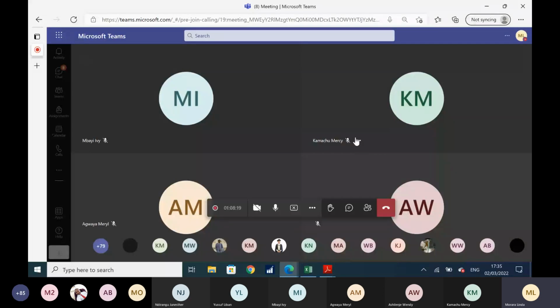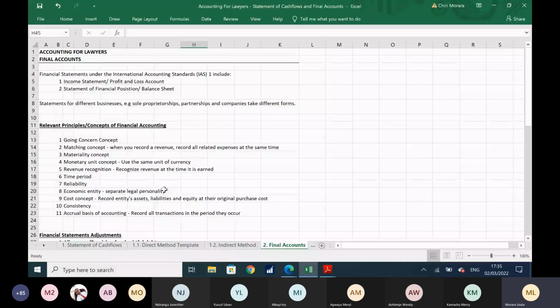And as we do that, let me just delve into it. We will start with final accounts, and then finally we will do statement of cash flows. Hopefully time allows. So I guess we can start. And we already know that our final accounts consist of an income statement and a statement of financial position.